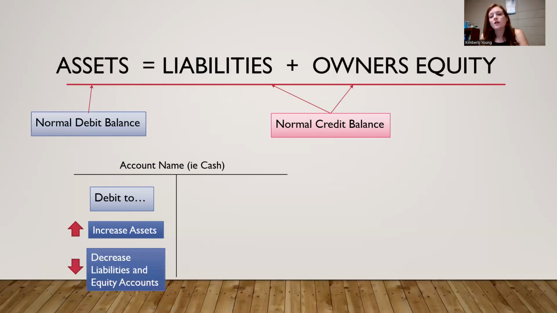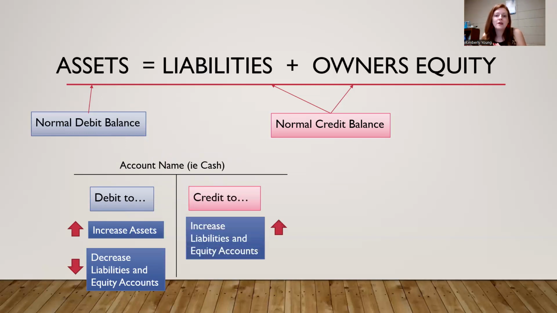If you debit a liability or owner's equity account that has a normal credit balance, you'd be decreasing those. Whereas on the right-hand side of the T account, that would be your credits. If you credit something with a normal credit balance, a liability or owner's equity account, then you are increasing that account for better or worse. If you increase accounts payable, well, I owe more money now. If I increase common stock, well, there's more ownership in the company now.